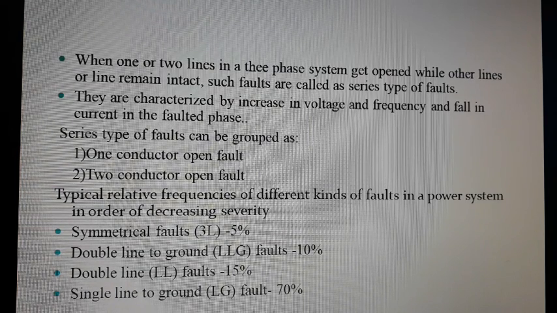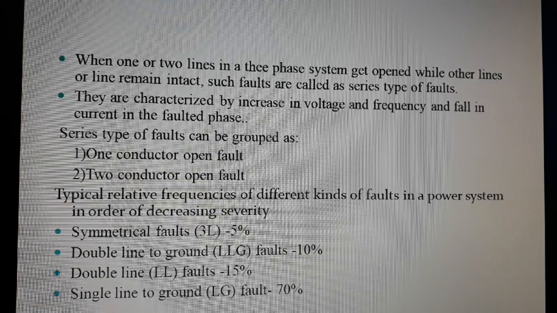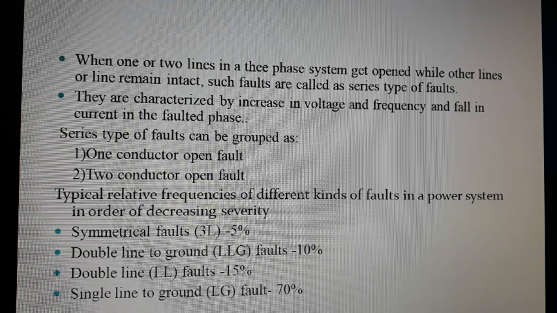Now when one or two lines in a three-phase system get opened while the other lines remain intact, such faults are called series type of faults. These are characterized by an increase in voltage and frequency and a fall in current in the faulted phase, just the reverse of the previous case, shunt type of faults. Series type of faults can be grouped as one conductor open fault, that is, if one conductor is open, and if two lines are open, then two conductor open fault.